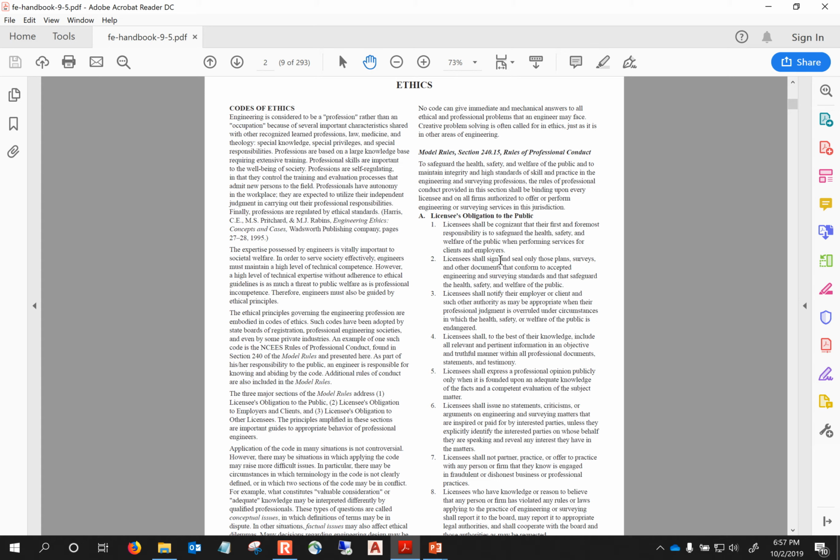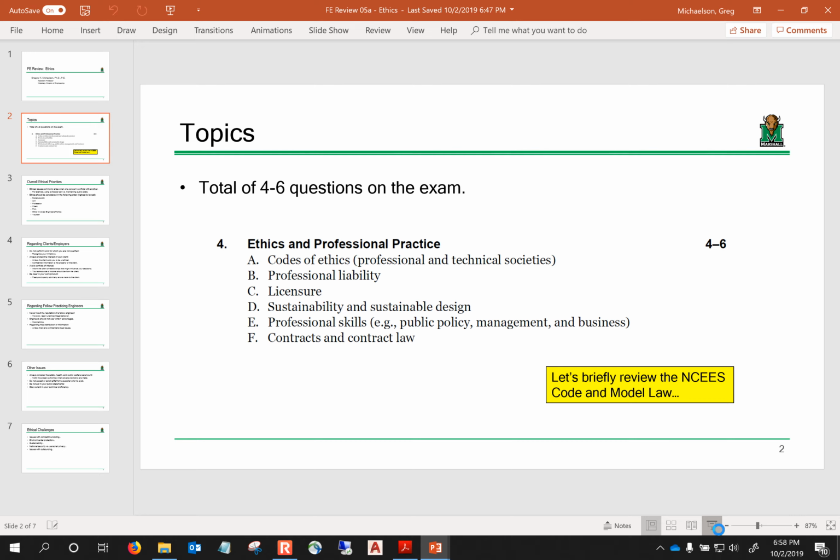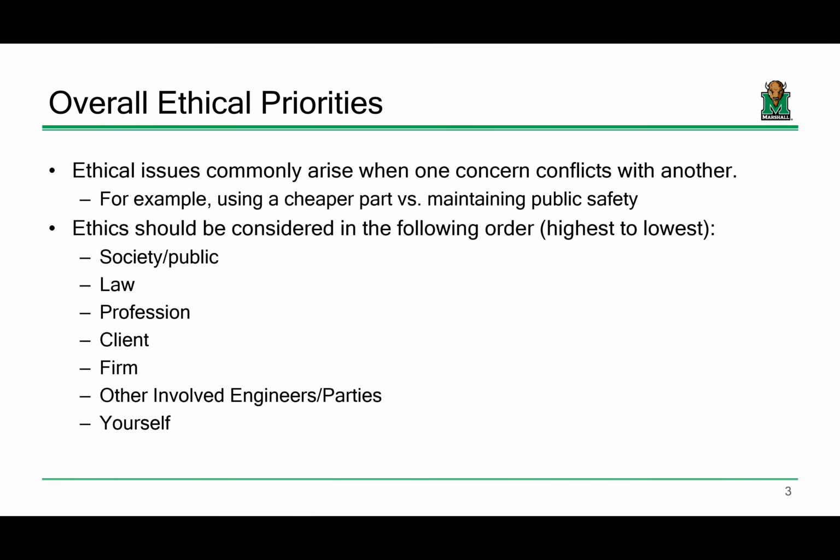But because there's so much here and so much to take in, what I've decided to do is boil that down into what I think are the most critical provisions that you need to understand, and some of the common pitfalls and common ethical challenges that engineers face. So let me get right into that with this presentation. It's somewhat short, but I do want to discuss some of these issues in detail.